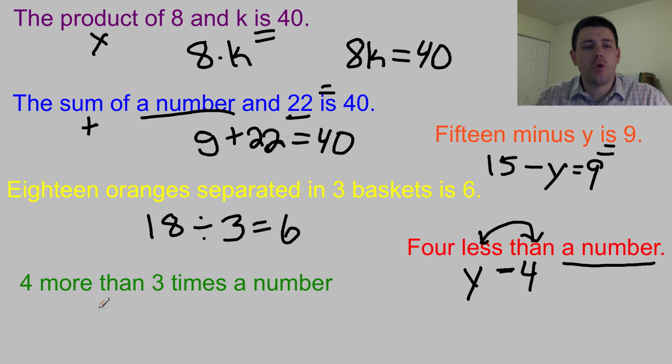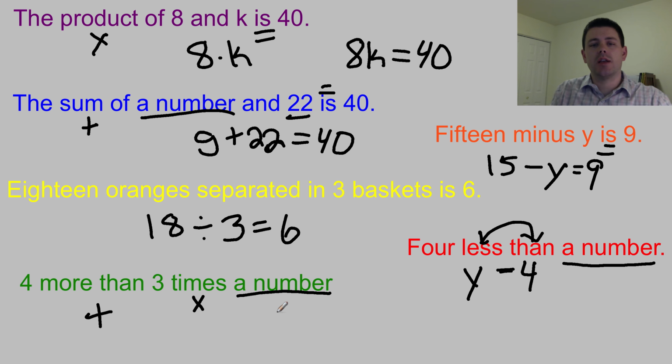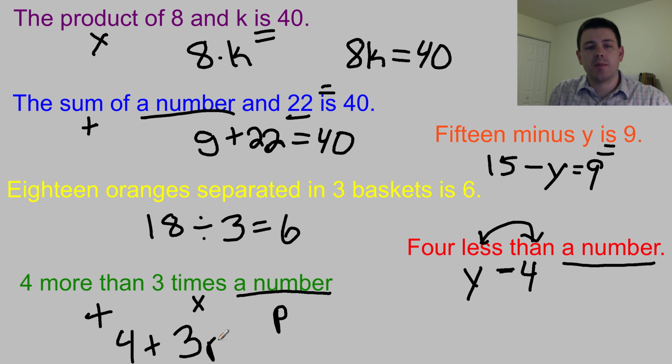And then last, this one, 4 more than 3 times a number. So there's a lot going on in this one. So again, piece it together. More than, that means add. Oh, let me fix that one because it looks a little bit like my multiplication sign. So I'm going to add 3 times, now I got to multiply a number. Well, I don't know what that is, so let's call it p. So let's put the pieces together. 4 more than, or plus 3 times a number, 3 times p.